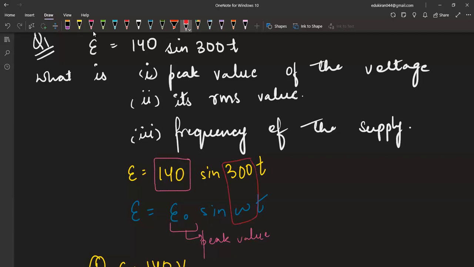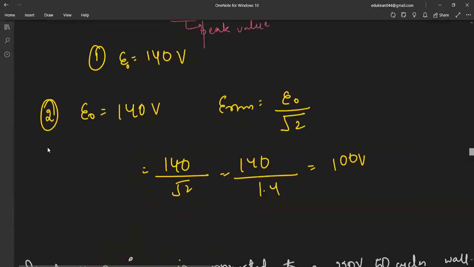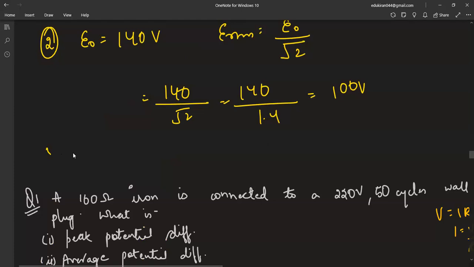But class, there's a slight problem. Our question is just frequency. If we know omega, we'll be able to calculate. Omega is 2 pi into frequency, so frequency is actually omega by 2 pi.